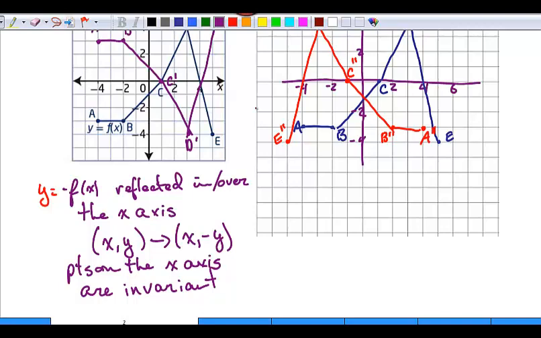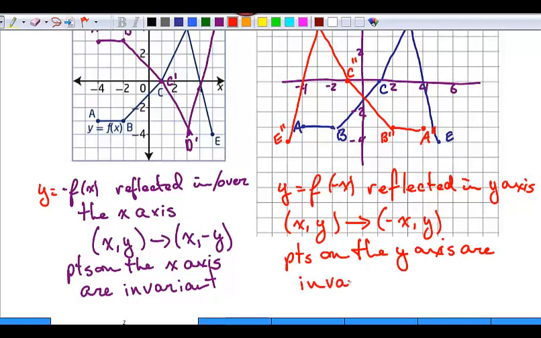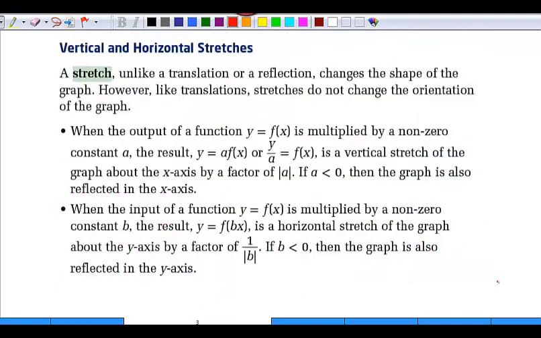For y equals f of negative x, the red graph here, it's reflected in the y-axis. So points like x comma y are mapped to the point negative x comma y. It's just the x-coordinate that changes. The y-coordinate stays the same. In fact, points on the y-axis, in this case, are invariant. That's my line of reflection. So points on the y-axis are invariant.